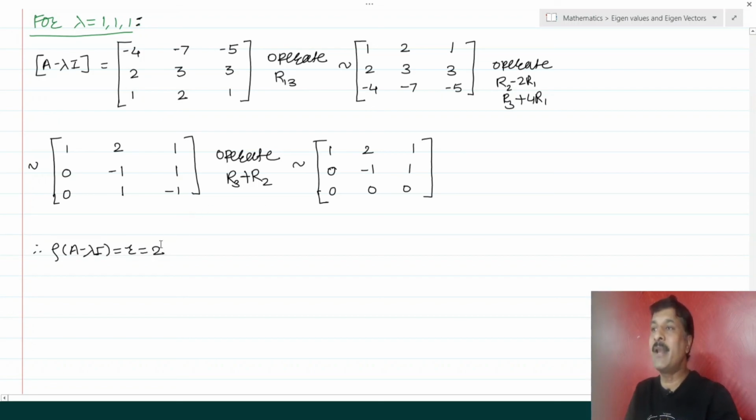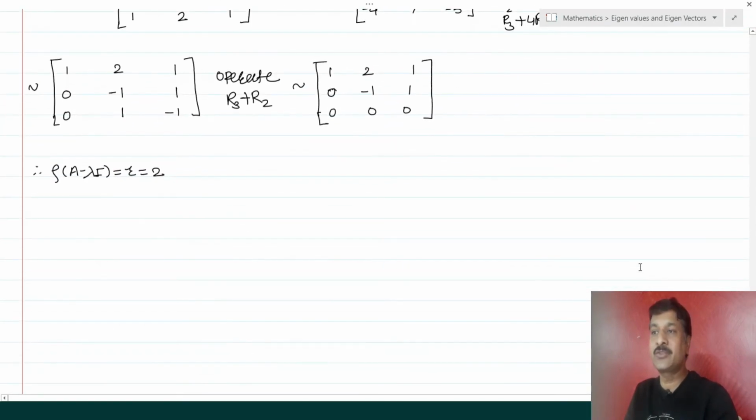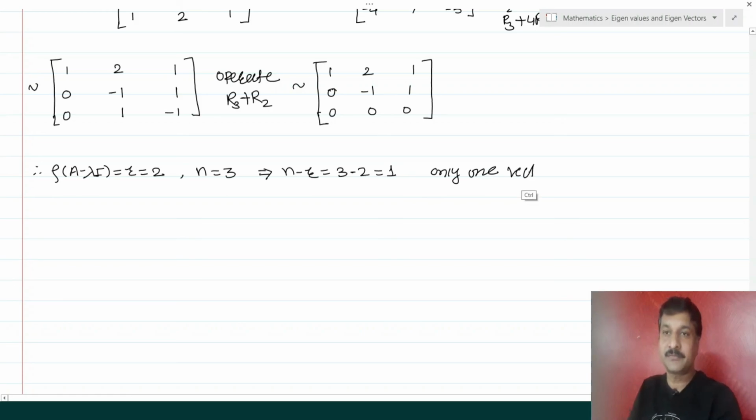So for lambda equal to 1, 1, 1, which is repeated, here the rank is 2, and n, the number of unknowns, is nothing but 3 here: x, y, z. This implies that n minus r is 3 minus 2, that means 1. So only one vector is possible. That is, only one eigenvector is possible.